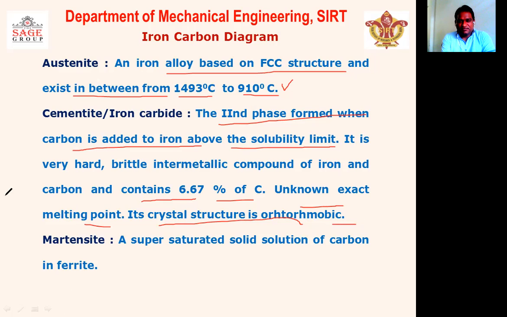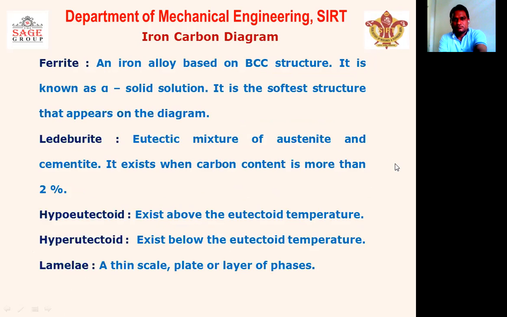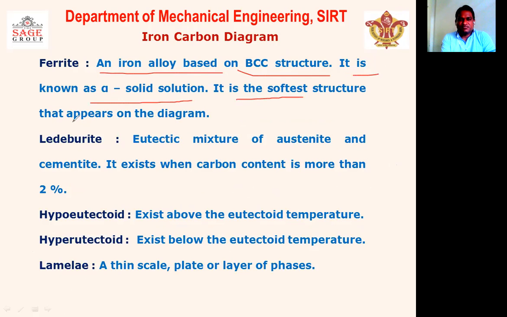Now, what is martensite? A supersaturated solid solution of carbon in ferrite. What is ferrite? An iron alloy based on BCC structure. It is known as alpha solid solution. It is the softest structure that appears on the diagram.